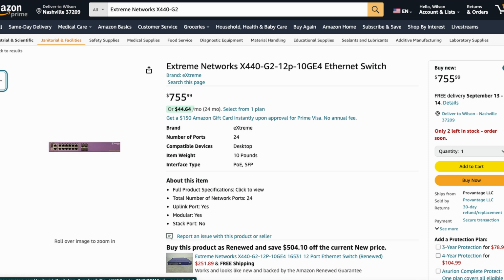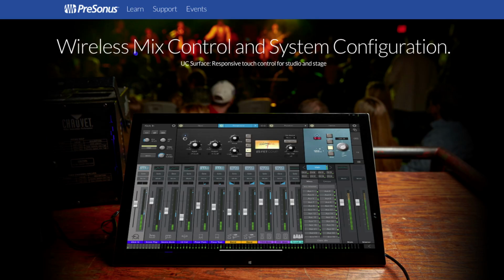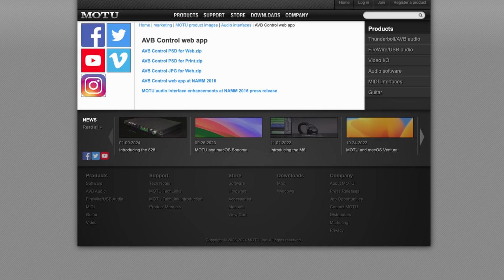Next, you will need an AVB compliant switch. For this, I recommend the Extreme Networks X440 G2, which comes in around $750. Now, just like a lot of these setups, you're going to need some sort of software to run and connect all the hardware together. For this, I recommend just getting the PreSonus UC Surface, which is free for StudioLive, or the MOTU AVB Control. Also happens to be free.